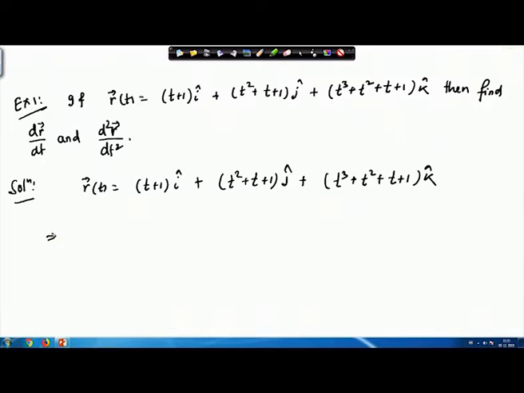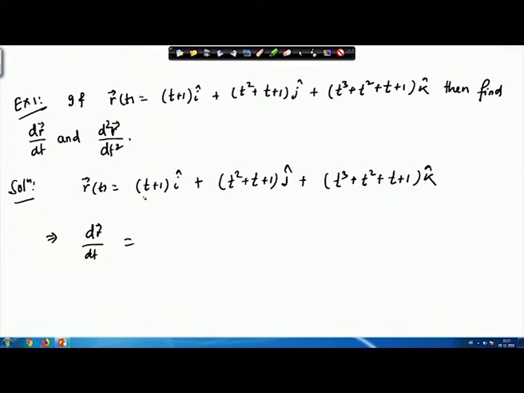Now, we have to find dr/dt. When we study applications of vector calculus, we will get to know what this dr/dt means, and similarly what d square r by dt square means. But at the moment we will just stick to the basic calculation of dr/dt and d square r by dt square. This is just differentiation component wise with respect to t. The differentiation of 1 is 0, the differentiation of t is 1, so this will be i. Similarly, this will be 2t plus 1 times j, and this will be 3t square plus 2t plus 1 times k, and then I differentiate again with respect to t.